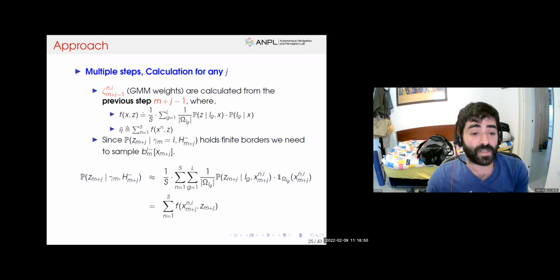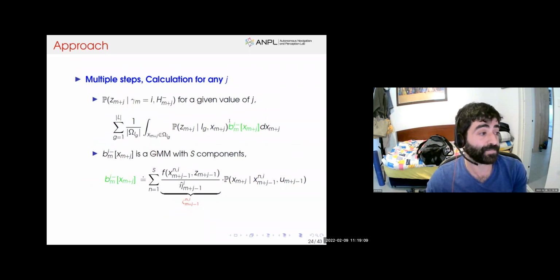Again, we should note that since our approach is incremental, these calculations were taken from the previous steps and are now reused at time n plus j. The naive form again would have obtained a new set of samples and recalculated the defined GMM, marked here in green in the previous slide.